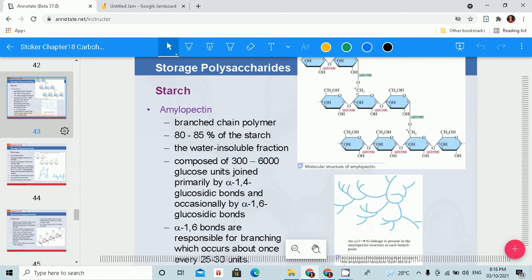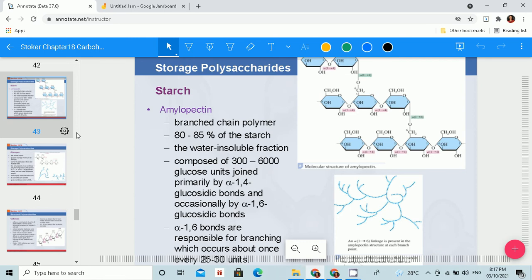Another starch is amylopectin. It is a branched chain, unlike amylose, which is an unbranched straight chain. Amylopectin is a branched chain polymer and it is 80 to 85% of the starch. It is the water insoluble fraction and it is composed of 300 to 600 glucose units.